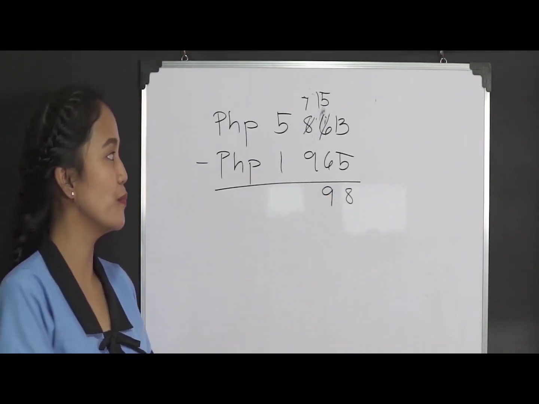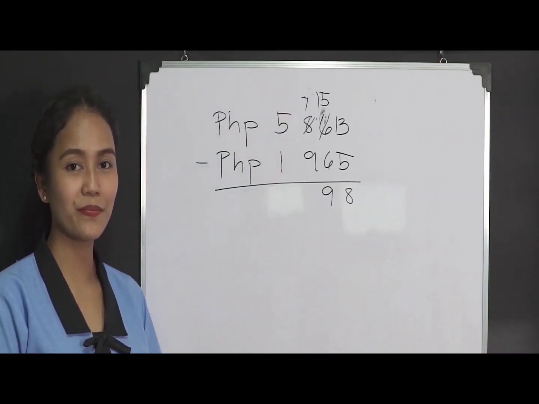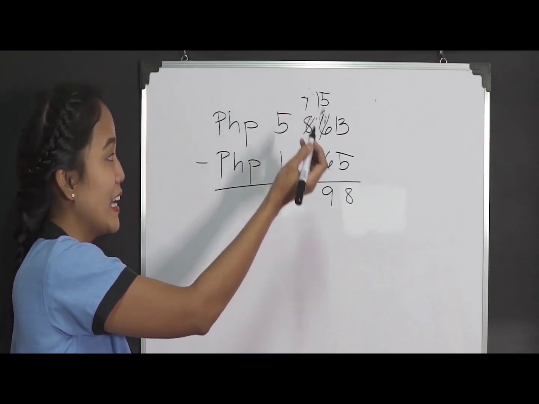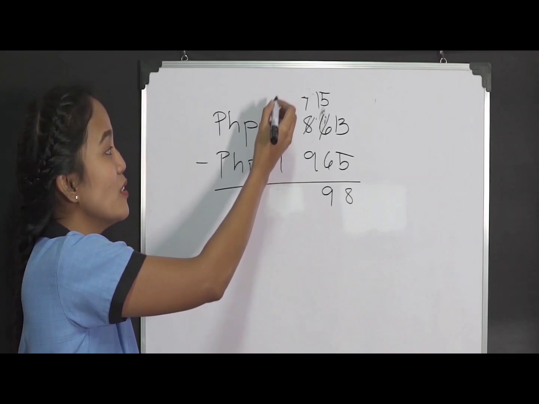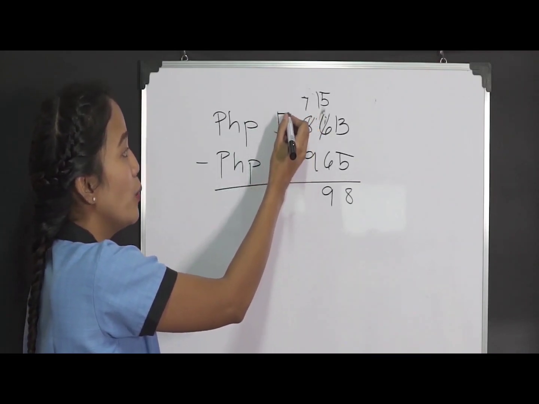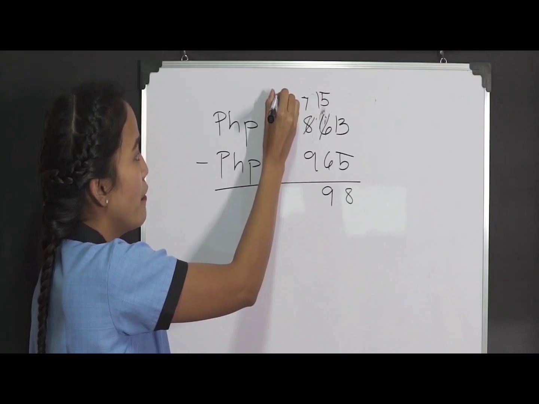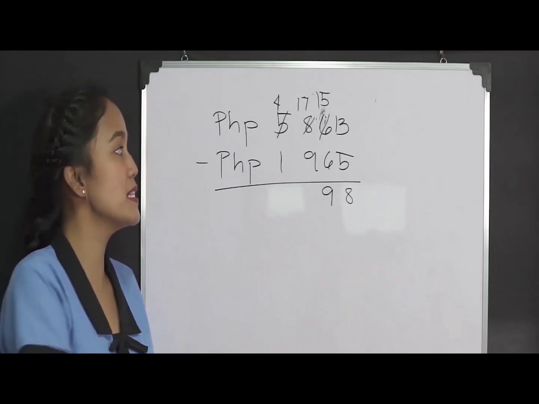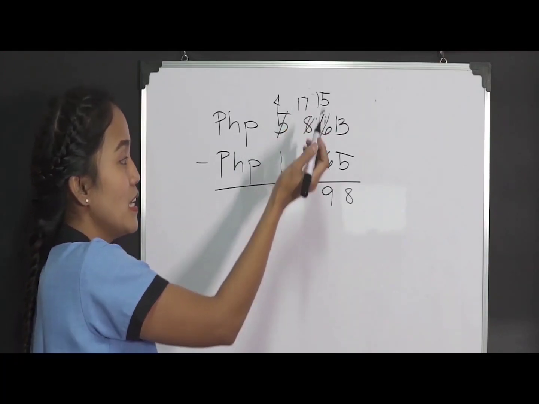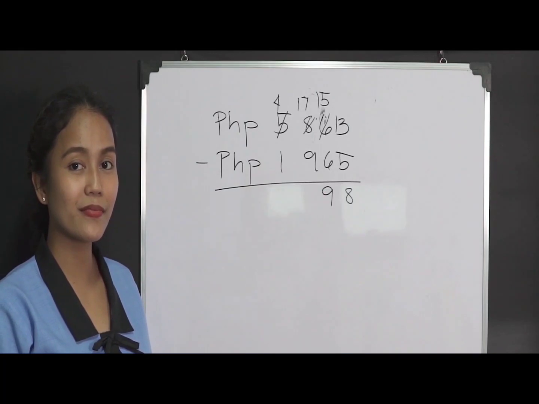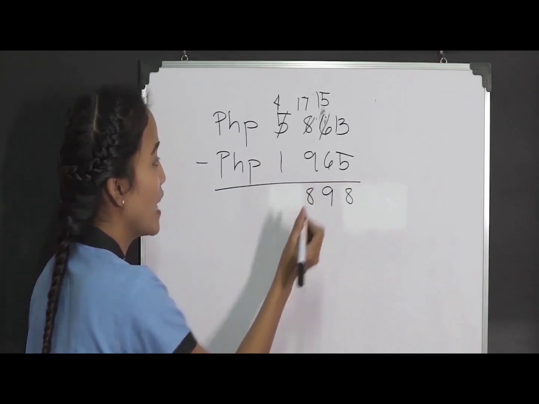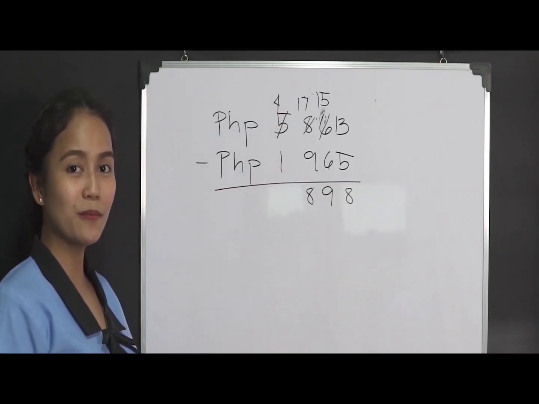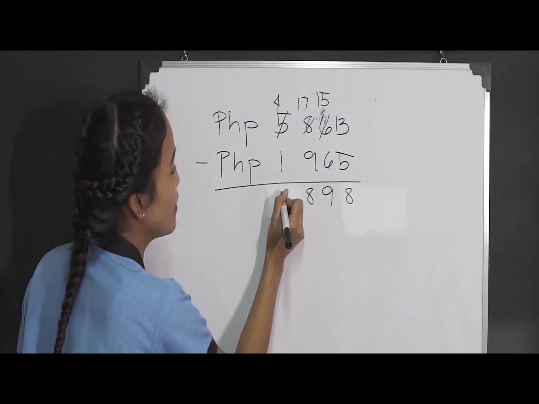Next, the hundreds column. 7 minus 9. Very good. We cannot subtract 9 from 7. Again, we need to regroup 1,000 into 10 hundreds. So, 5 will become 4. Write 4 above 5. And then, write 1 beside 7. So, now we have 17 hundreds. 17 minus 9 is equal to? Yes, it is equal to 8. Then finally, the thousands column. 4 minus 1 is equal to? Very good. It is equal to 3.